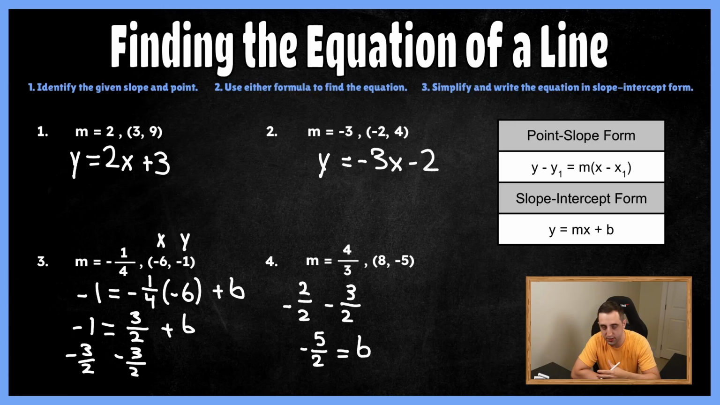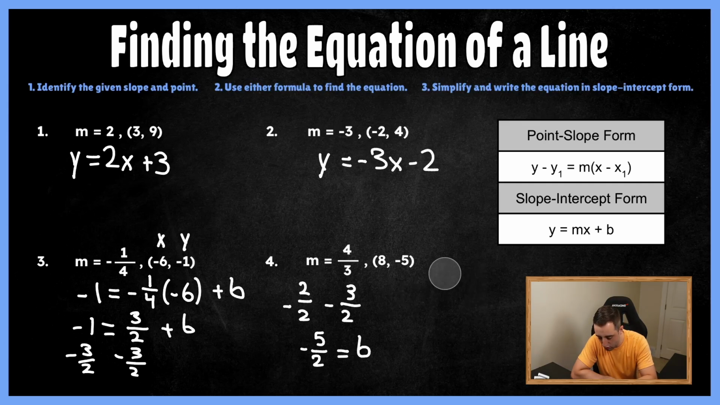The only thing that we have to do is go plug it back into slope-intercept form to actually get our equation of a line. So that's going to be y equals, m was negative 1/4, x minus 5 halves, which is identical to what we got in point slope form. Again, point slope form gets you to the equation of a line right off the bat, whereas in slope-intercept form, you solve for your y-intercept or your b first, then plug it back into slope-intercept form to get your equation of a line.